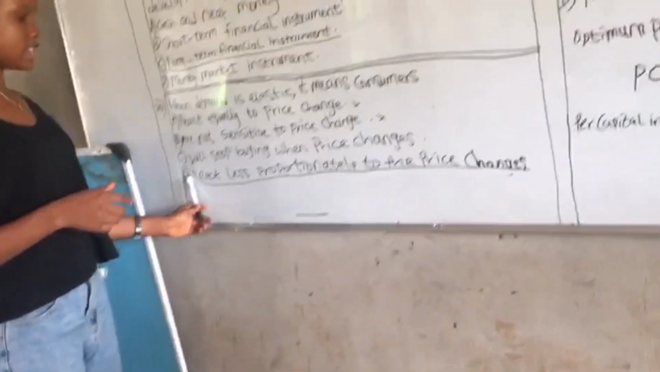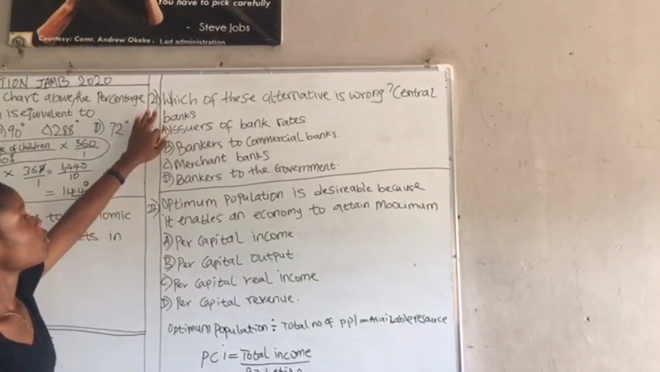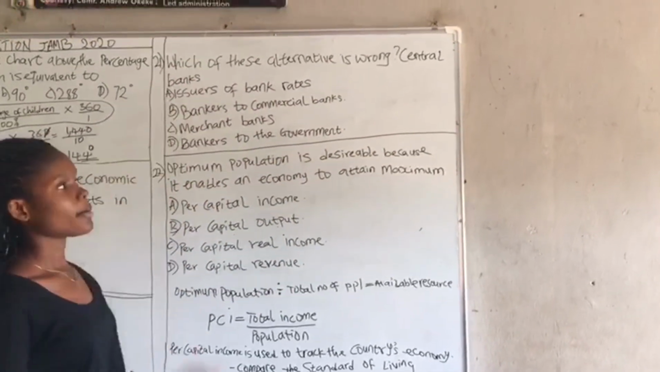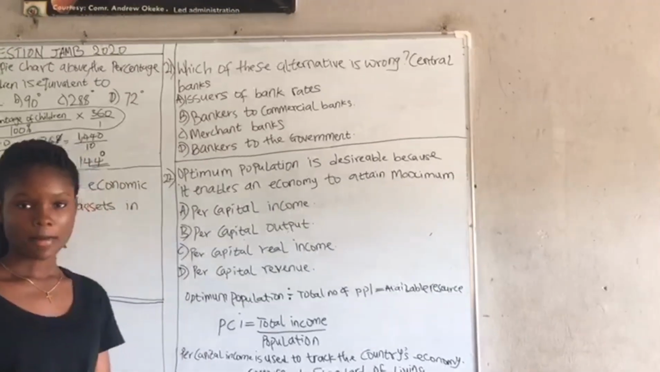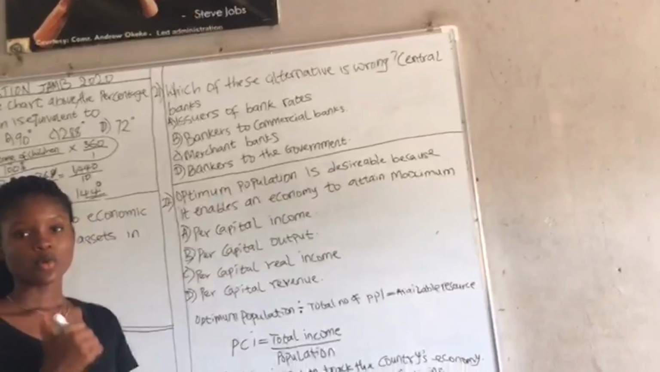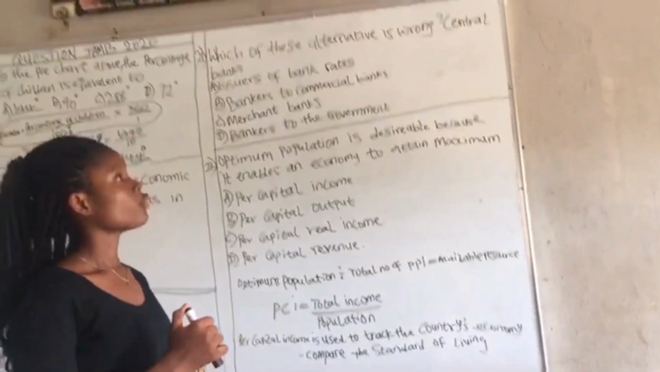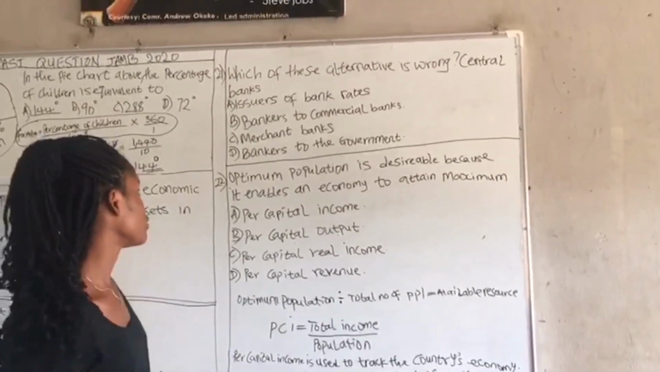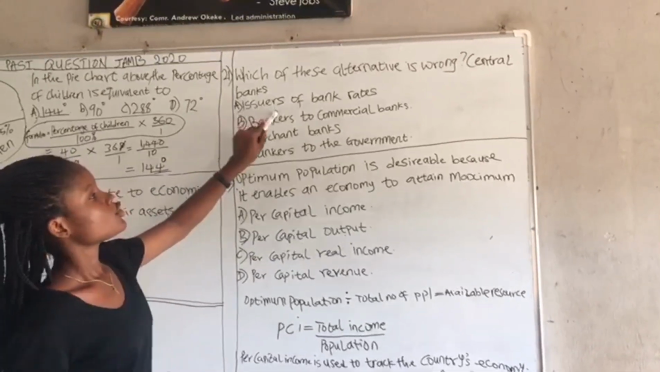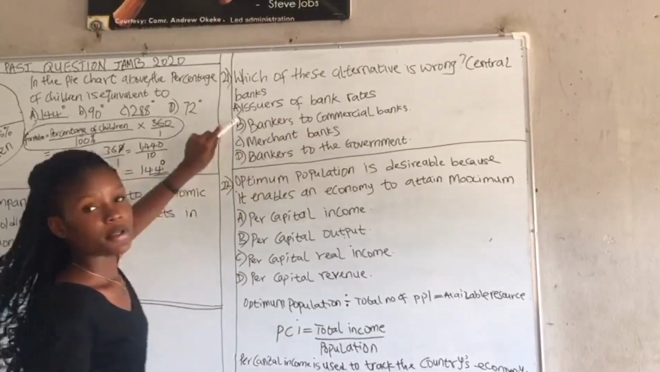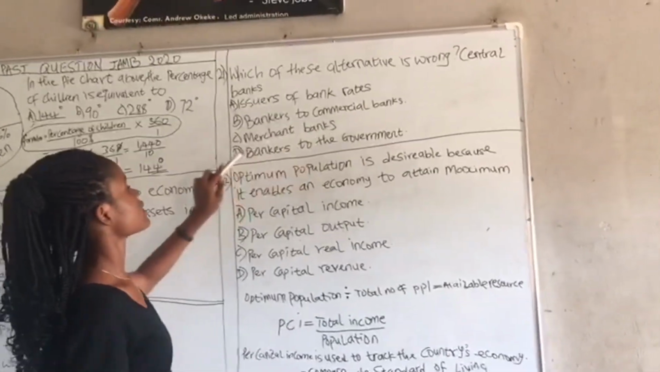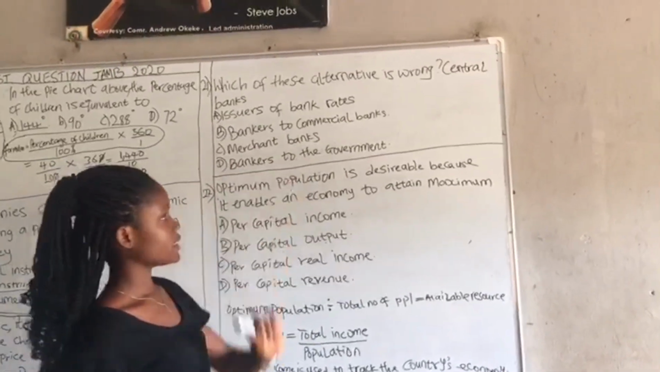Which of these alternatives is wrong about the central bank? We should all know that the central bank is the highest financial institution in the country, and they are charged with the responsibility of issuing currency in a country. So let's evaluate the answers. A says issuers of bank rates. B, bankers to commercial banks. C, merchant banks. D, bankers to the government.